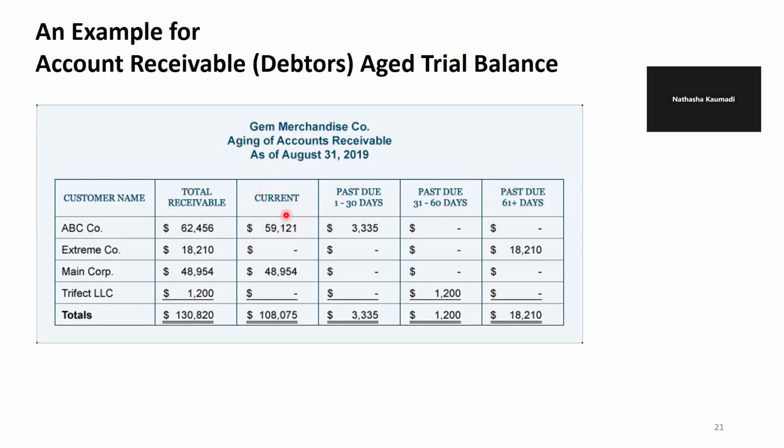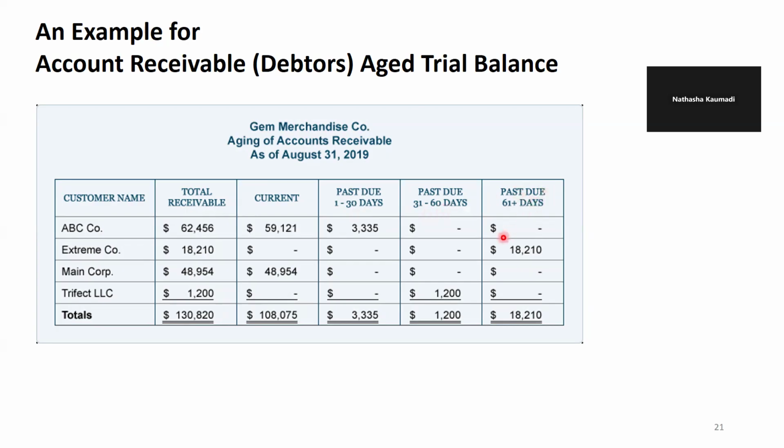First basket is the current, and then past due 1 to 30 days. That means your debtor balance is older by 30 days, 1 to 30 days. That is the 30 days bucket. And then 31 to 60 days. That means your debtor balance is older, more than 1 month but 1 to 2 months.